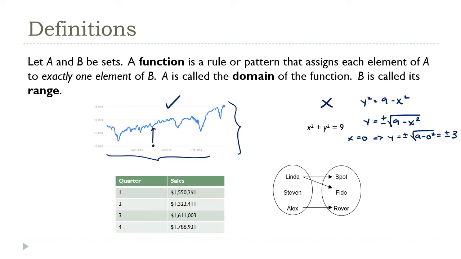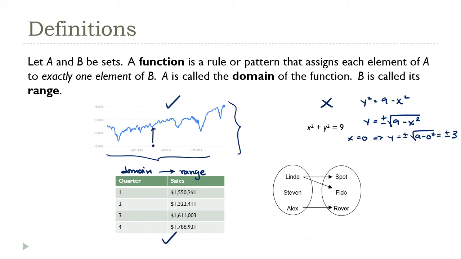All right, so how about the bottom one here, bottom left, quarterly sales figures? Is this thing a function? Well, the quarter values, these would be the domain, and they're being assigned to a sales figure. That would be the range. And yes, every quarter is being assigned to one and only one sales amount. So this is a function. This one gets a check.